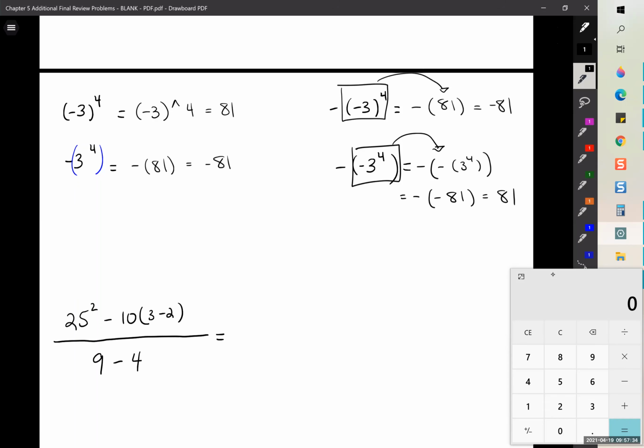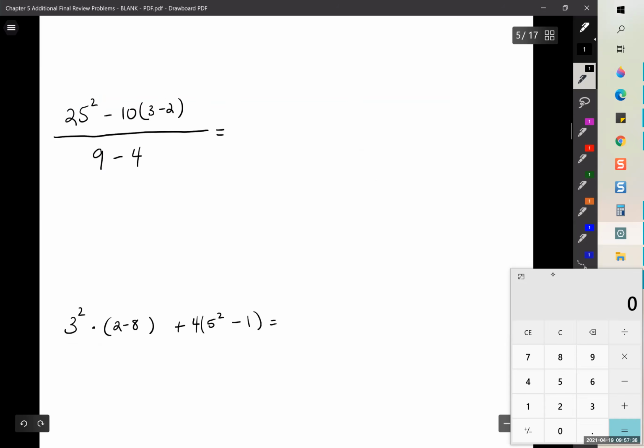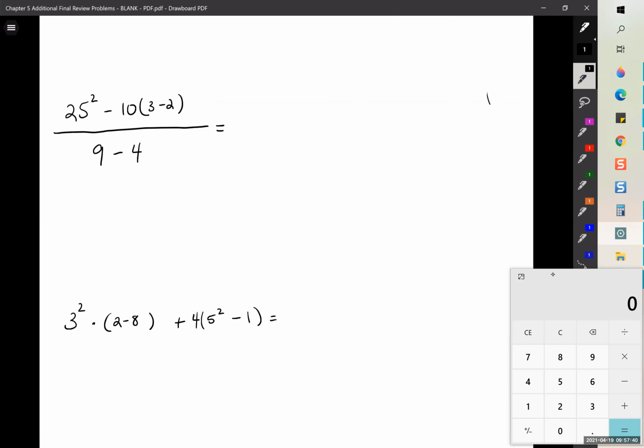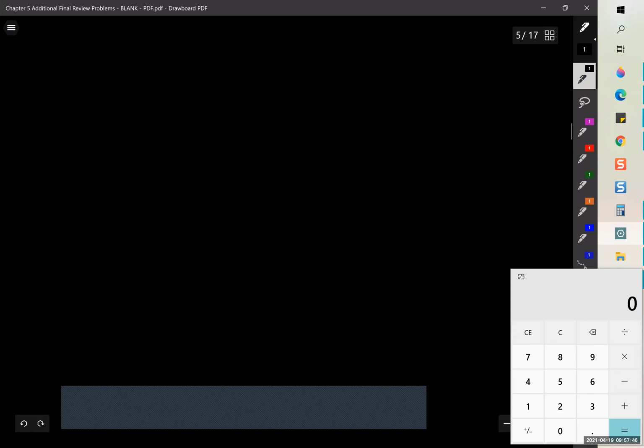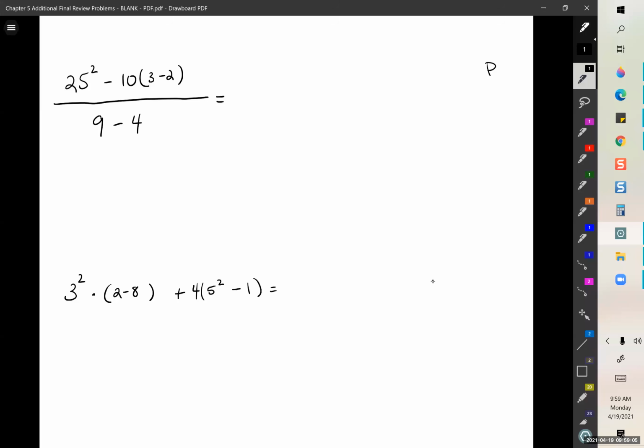Now on the next 2 operations, remember your order of operations: parentheses, exponents, multiply, divide, add, and subtract.